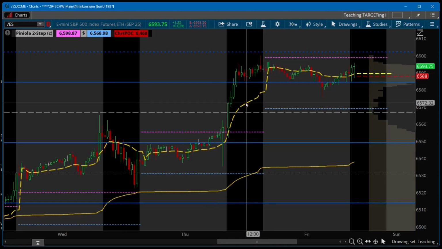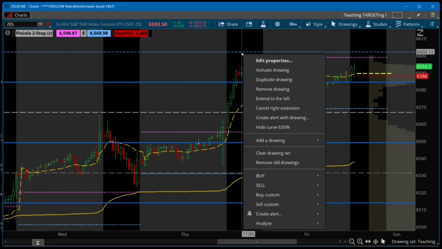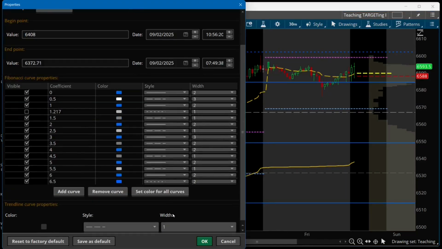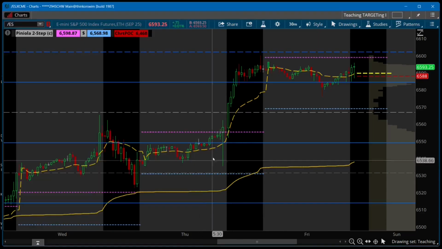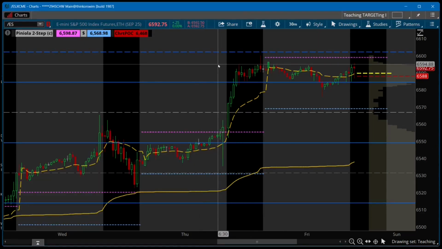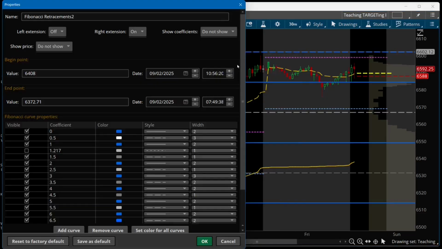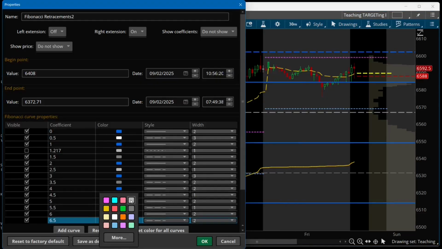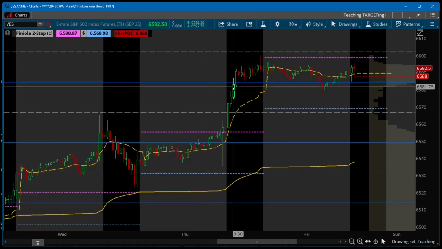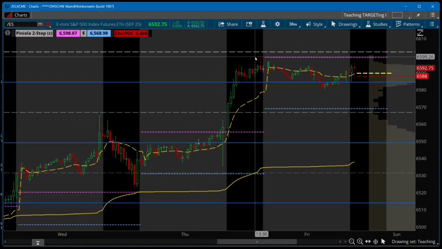Change that line. Let's change it to a dash. There we go. And there you go. Now it looks more normal. Well, we almost touched it right there.